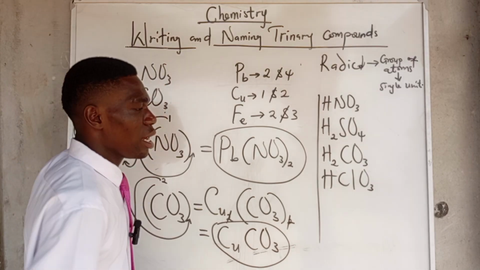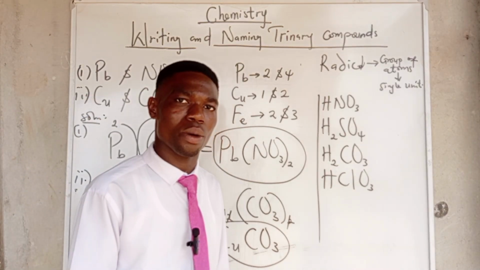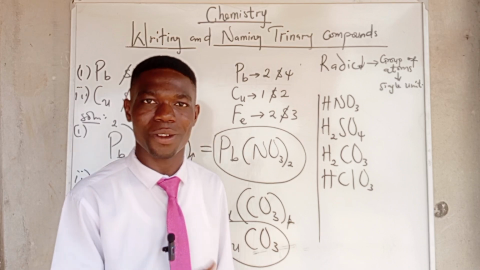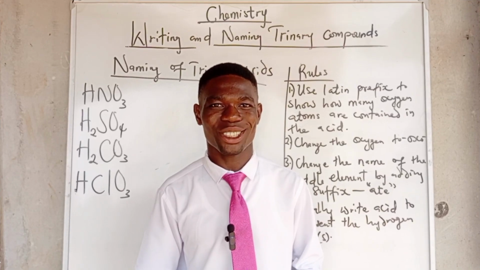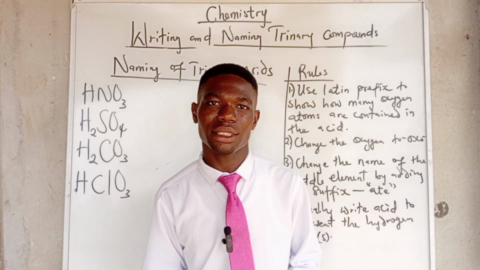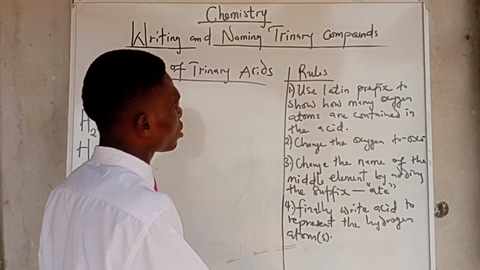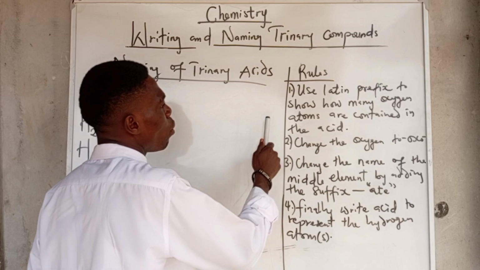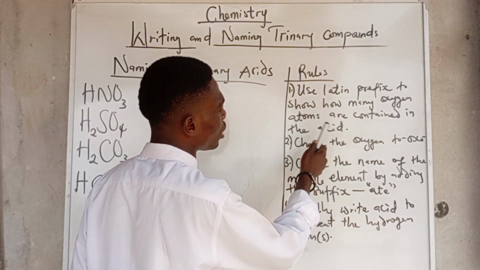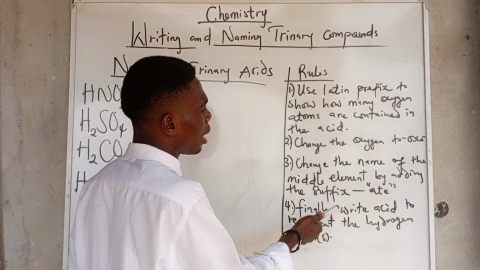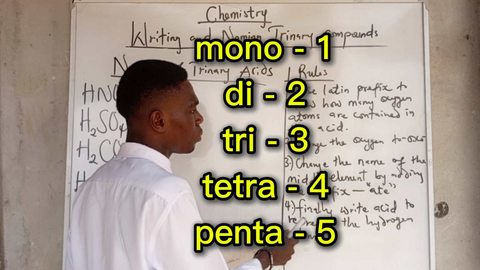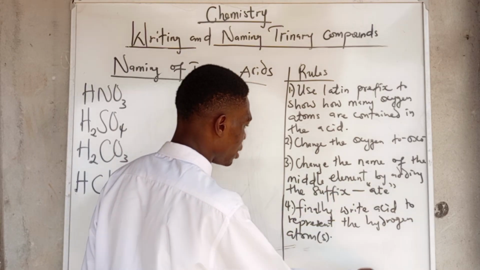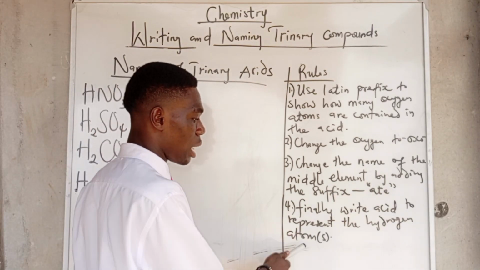Are we together? So the next thing we're going to do now is how to name ternary compounds, starting with ternary acids, and then we name the other ternary compounds. Are we together? All right, so we're going to be looking at how to name ternary acids. And I've given us a few rules here that will help us to name ternary acids. The first thing we have to note is that we're going to use a Latin prefix to show how many oxygen atoms are contained in the acid, and then we change the oxygen to oxo. Then for the name of the middle element, we change the name by adding the suffix ate. Finally, we write acid to represent the hydrogen atom or atoms.